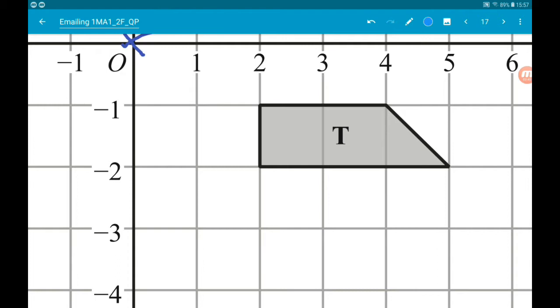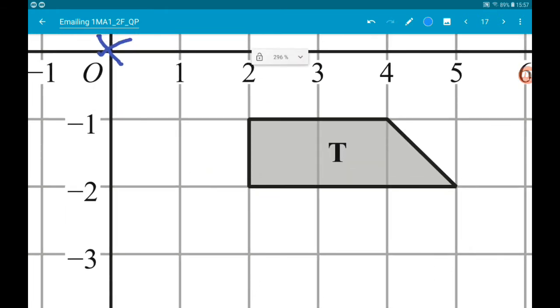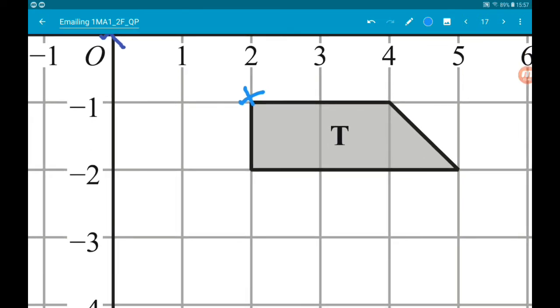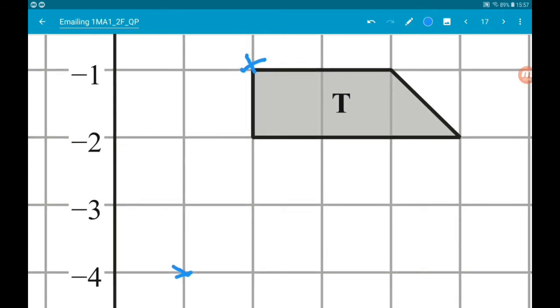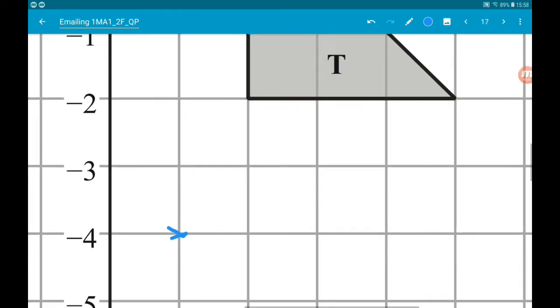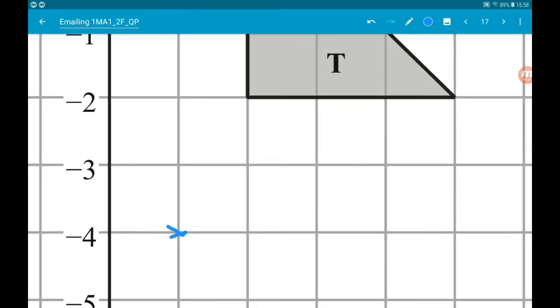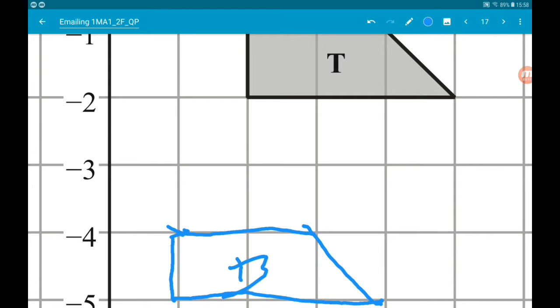So again, if we start with the top left point, then we're going to move that 1 to the left and 3 down. So that's going to translate to there. And then we can just draw the rest of the shape in. So there's 1 down, 3 across, 2 across on top, like that. That is trapezium B.